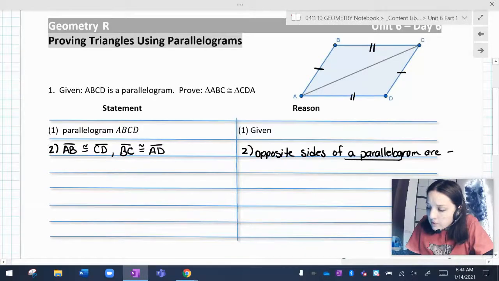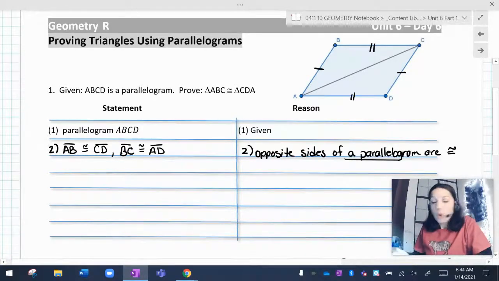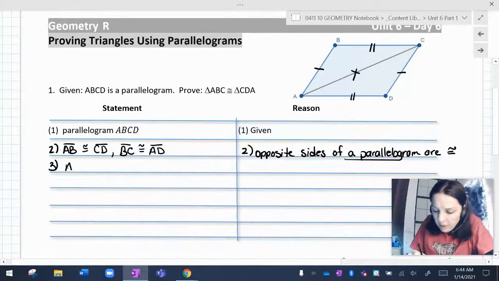are congruent. Awesome. And actually, while we're on the sides, I know that AC is shared by both triangles, so I can use the reflexive property. AC is congruent to AC. Reflexive property.